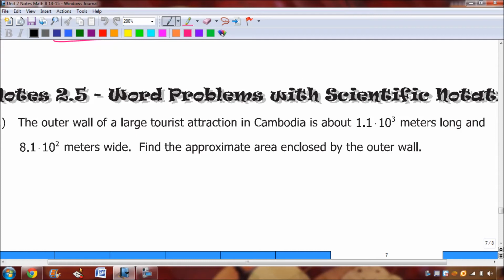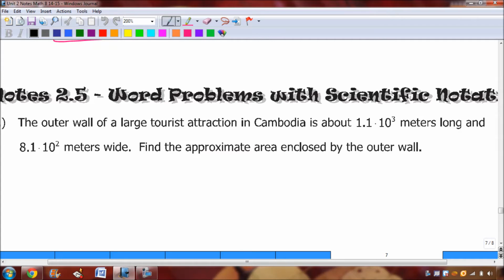Notes 2.5, these are the last set of notes for the unit. We're not ready to test on the unit quite yet because this is really the bulk of what we're going to be doing. Now that we know how to add, subtract, multiply, and divide numbers in scientific notation, we need to actually be able to apply our information to word problems in scientific notation. That's the majority of what you will be tested on, just so that you guys know.